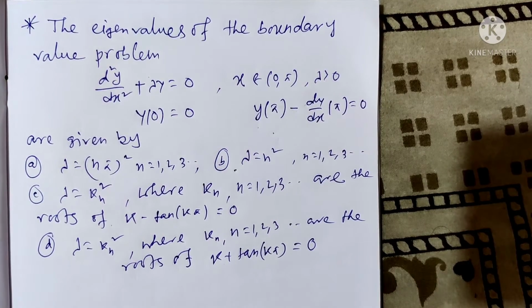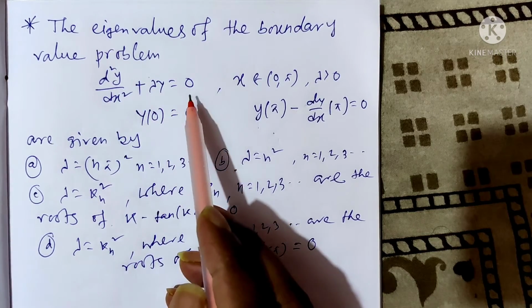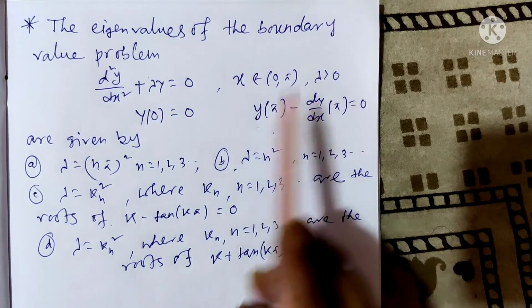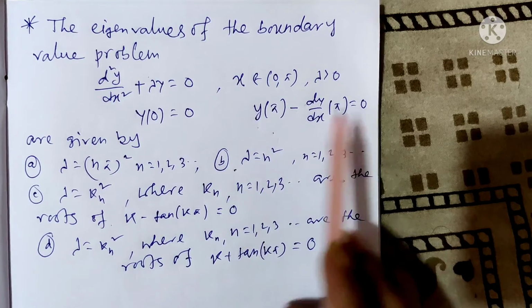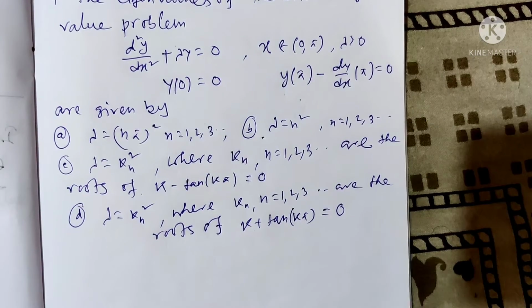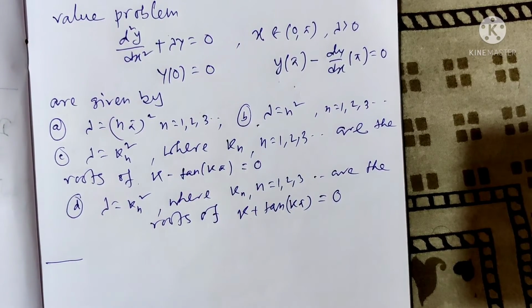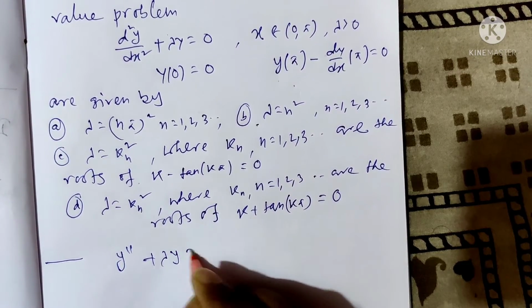Let the problem be: the eigenvalues of the boundary value problem d²y/dx² plus lambda y equals 0, x belongs to (0, pi), lambda greater than 0, y(0) equals 0, y(pi) minus dy/dx at the point pi equals 0, are given by this. Here y double dash plus lambda y equals 0.